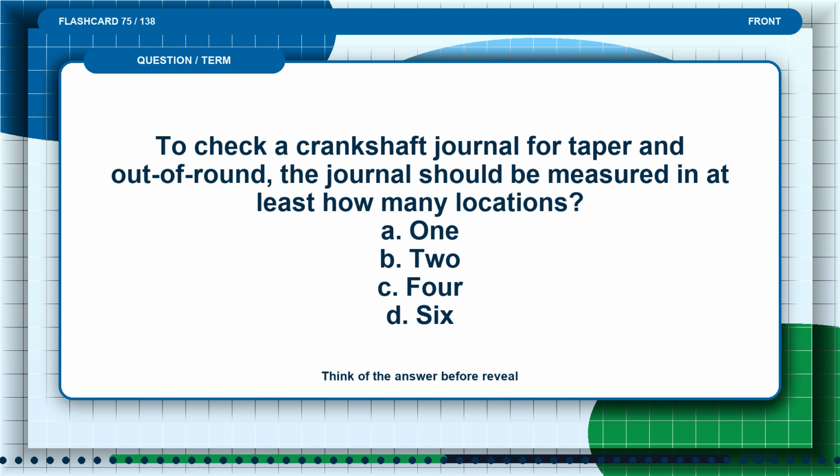Flashcard 75. To check a crankshaft journal for taper and out of round, the journal should be measured in at least how many locations? A, 1. B, 2. C, 4. D, 6. Pause and think of the answer before the reveal.